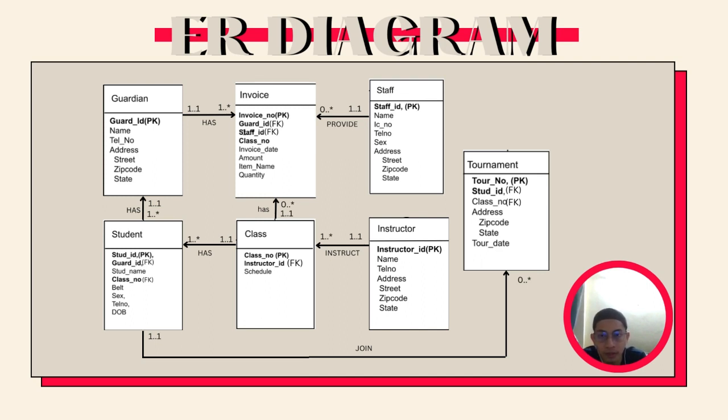I'm going to present the ER diagram for our company. I'm going to start with the guardian. In the guardian, we have the guardian ID as the PK, name, phone number, address, with street, zip code, and state. So one guardian can have many invoices.